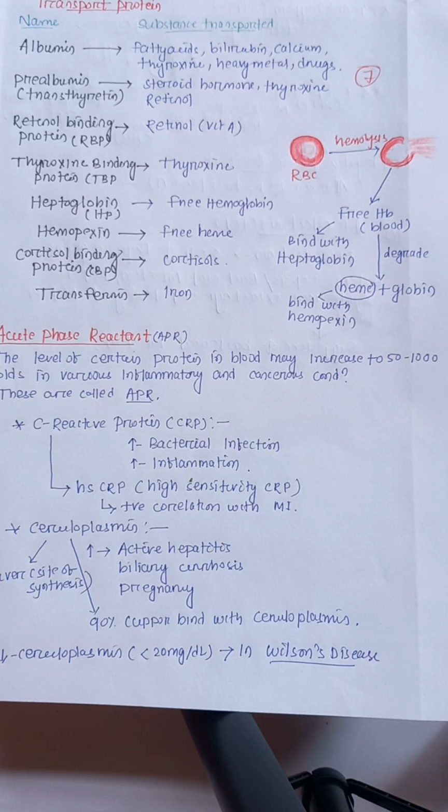And ceruloplasmin, you know, is one of the main copper binding proteins. 90% of copper binds with this, and a decrease in the ceruloplasmin level may cause Wilson disease. Wilson disease is one of the most important clinical questions. Ceruloplasmin also increases in active hepatitis, biliary cirrhosis and pregnancy.